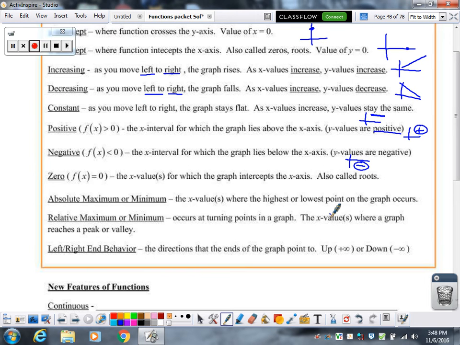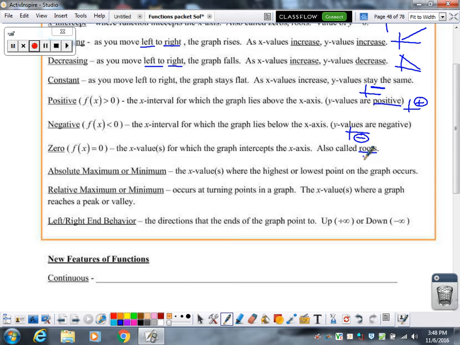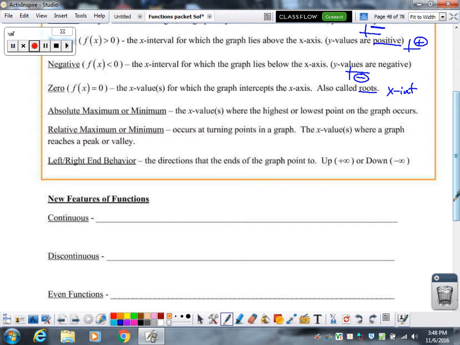Another word for x-intercepts is zeros, which is also called the roots. So again, it's where the graph crosses the x-axis. So roots, zeros, x-intercepts, they all mean the same thing. Absolute maximum or minimum is the x value where the highest or lowest point occurs on the graph. And then the relative maximum or minimum is more like the local, where in that area there's a turning point. It doesn't necessarily mean it's the highest or the lowest. It is some turning point in the graph. We call those also peaks or valleys.